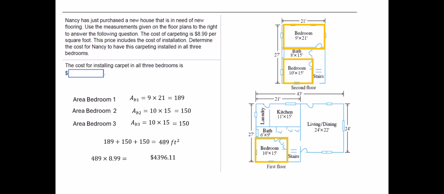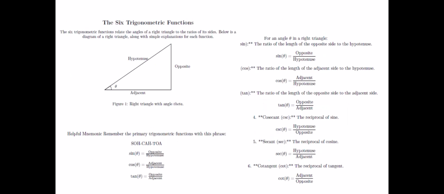That's actually the end of our lecture, but I did want to talk about one more thing. Not in the next lecture. The next lecture we're going to be talking about volume. But on Wednesday, we're going to be talking about the 6 trigonometric functions. Figure 1, the right triangle with angle theta.